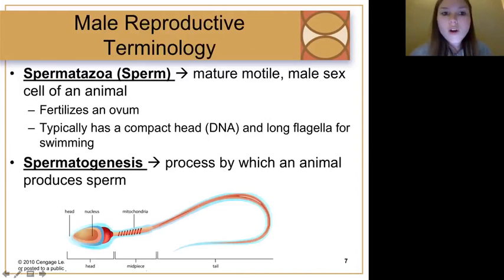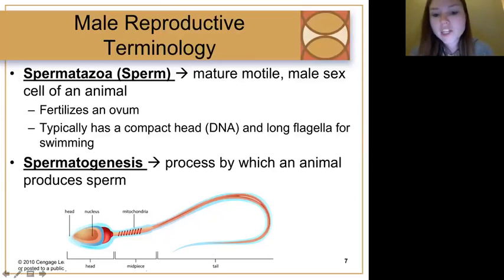So for male reproductive terminology, I already mentioned the spermatozoa, or just sperm is what we'll say for the purpose of this class. Those are the mature, motile, and motile just means that they have the ability to move, male sex cells of an animal, and they will fertilize an ovum, which is just the term for an egg. They typically have a compact head, which contains the DNA, and a long flagellum for movement, because they have to swim, obviously, to get to their destination.